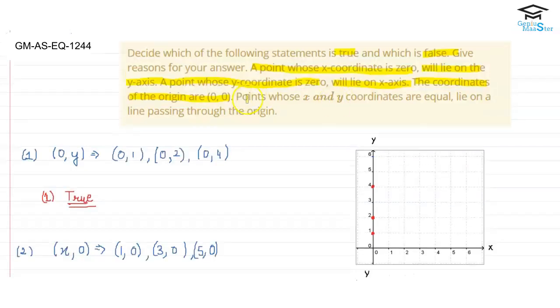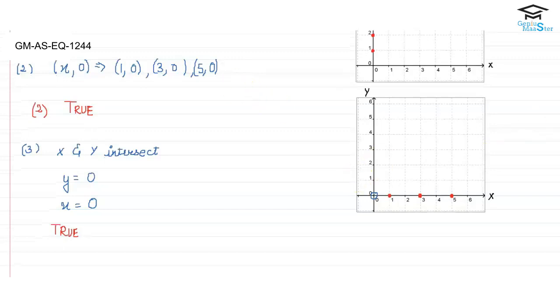The next part of this question says a point whose x and y coordinates are equal lies on the line passing through the origin. Let's see if it is true or not. As we have seen, this is our origin. When we pass a line through the origin, this is a line passing from the origin. Here, this is the first point, (1, 1). For example, this point is (4, 4).